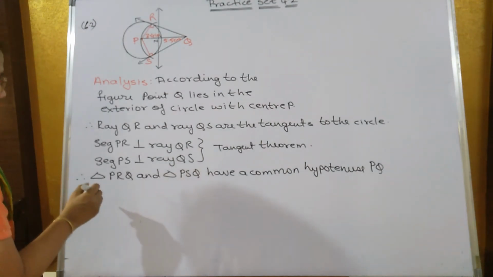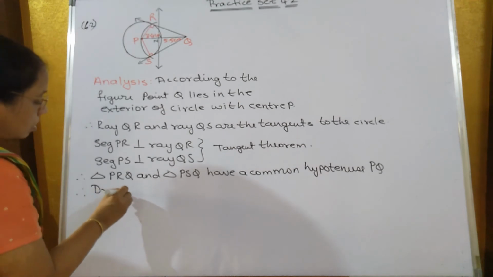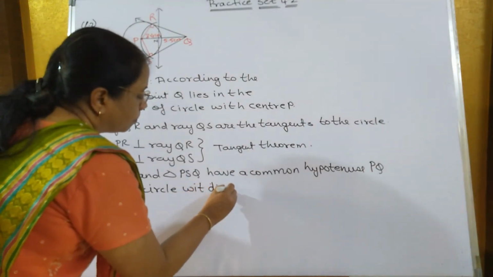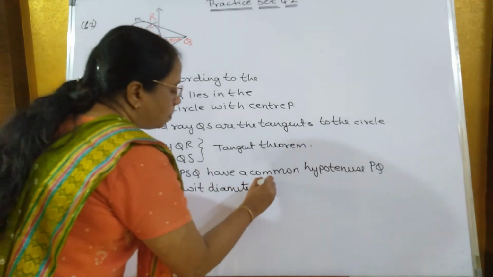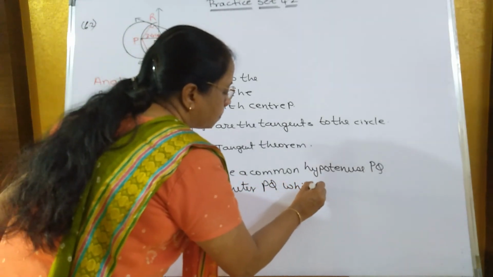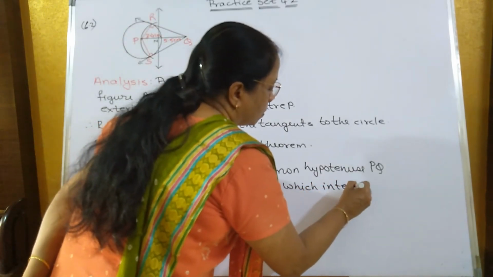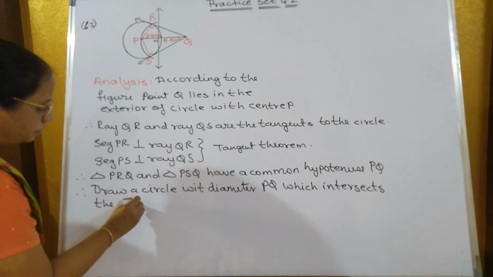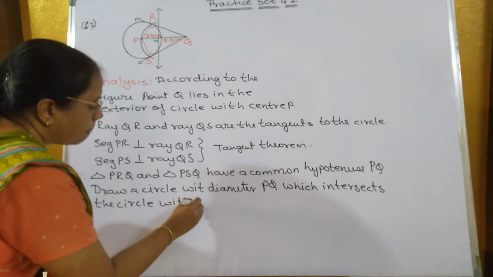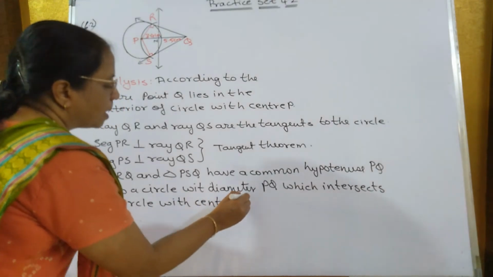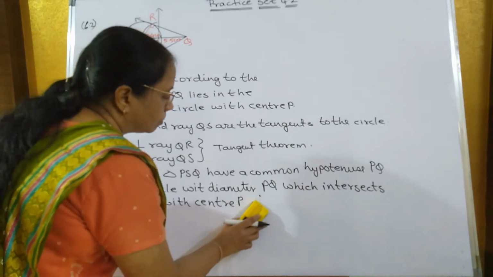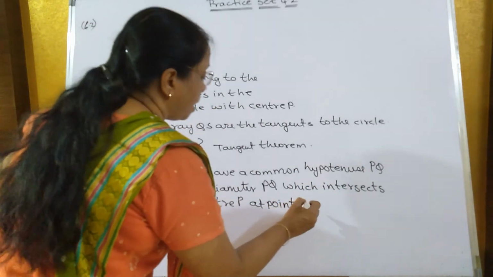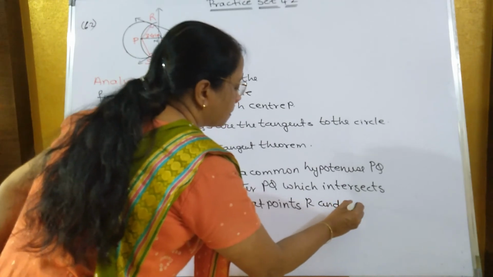Therefore, we have to draw a circle with a diameter PQ which intersects the circle with center P at points R and S. So what is the meaning of that?